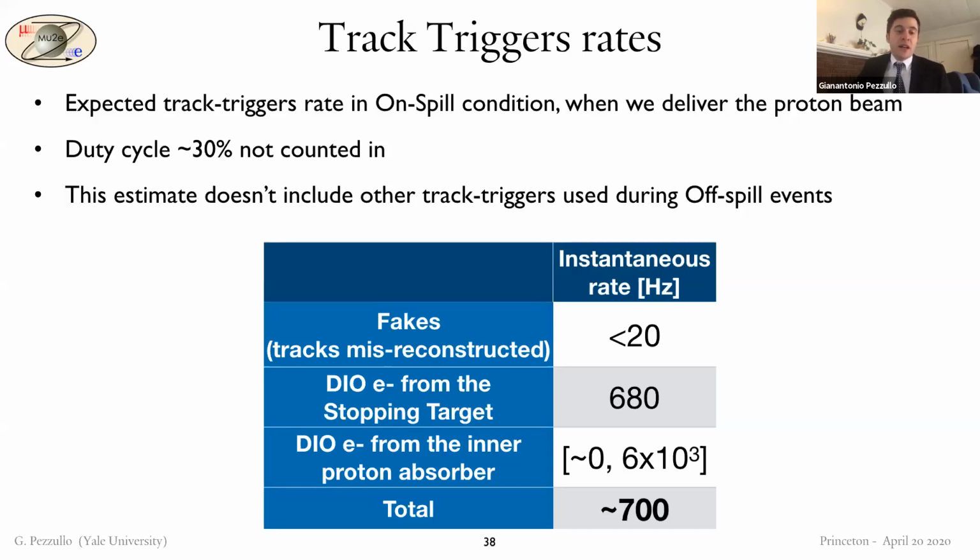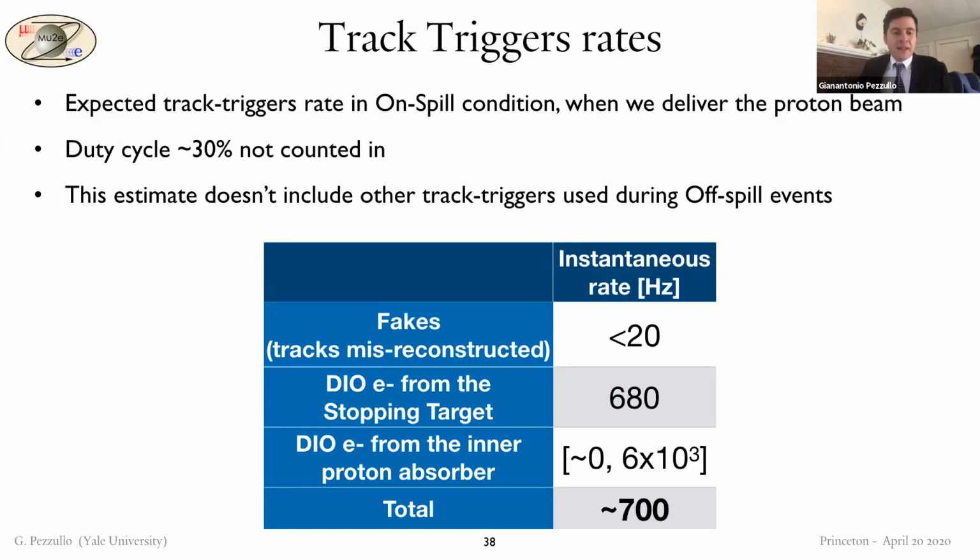Then we have a fairly large rate of electrons from the decay in orbit processes happening in the stopping target. I also put it here in the table because it's pretty interesting. These are essentially decay in orbit electrons, which are produced not in the stopping target, but in a cylinder with a much larger radius, the proton absorber, which is in between the stopping target and the tracker. It is an interesting source that we are going to use in the experiment for calibration and monitoring of the beam, and I have a backup slide for that if you are interested.